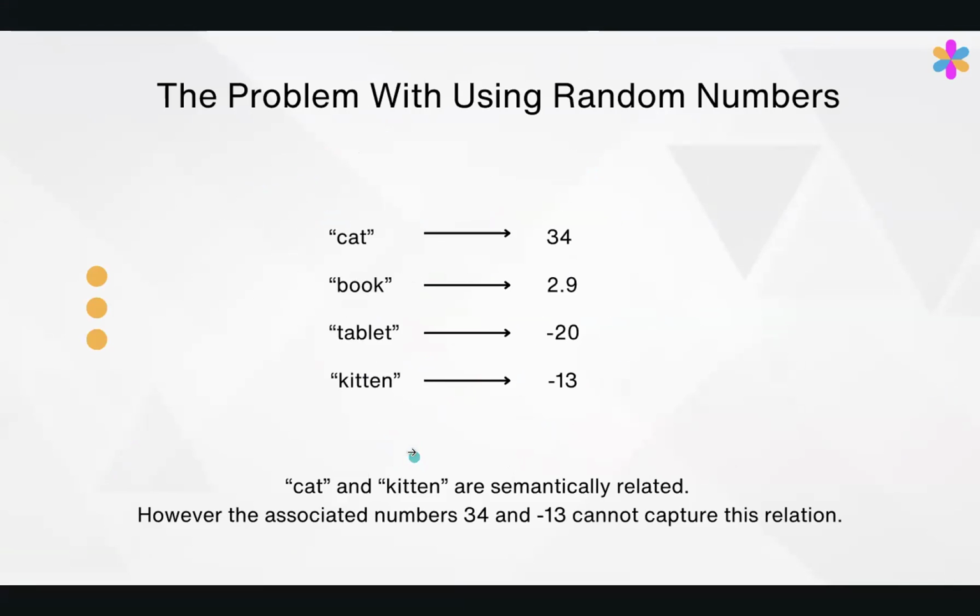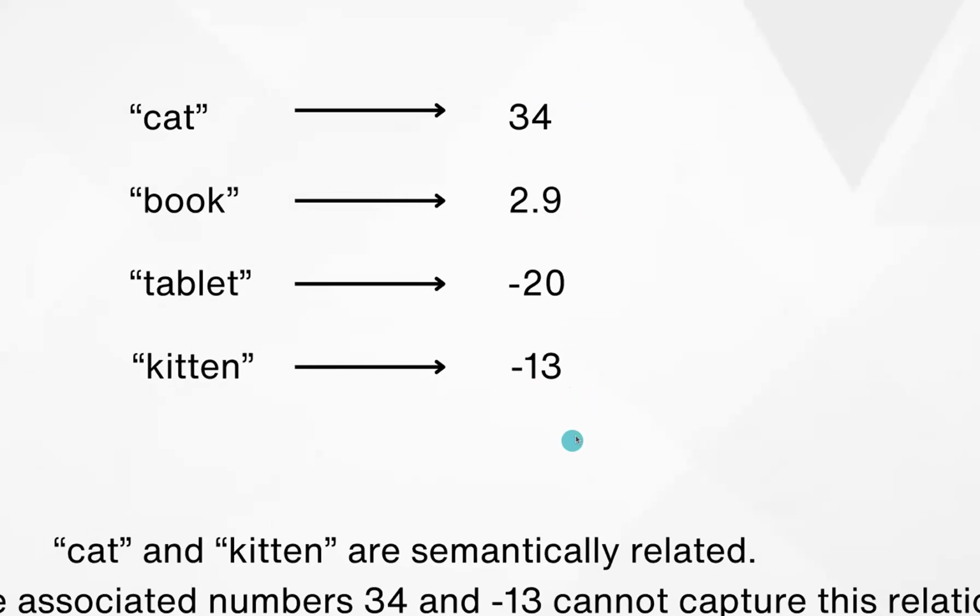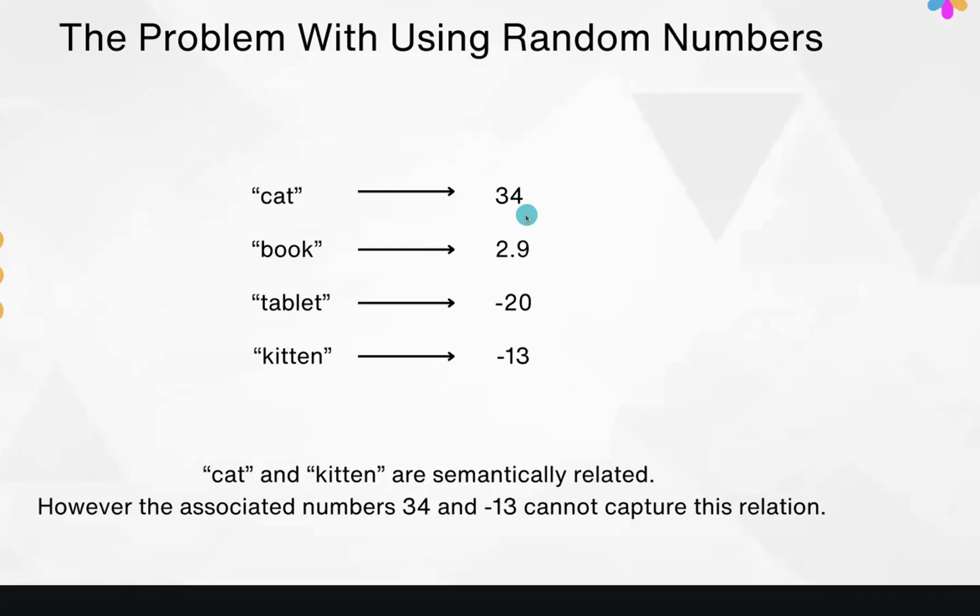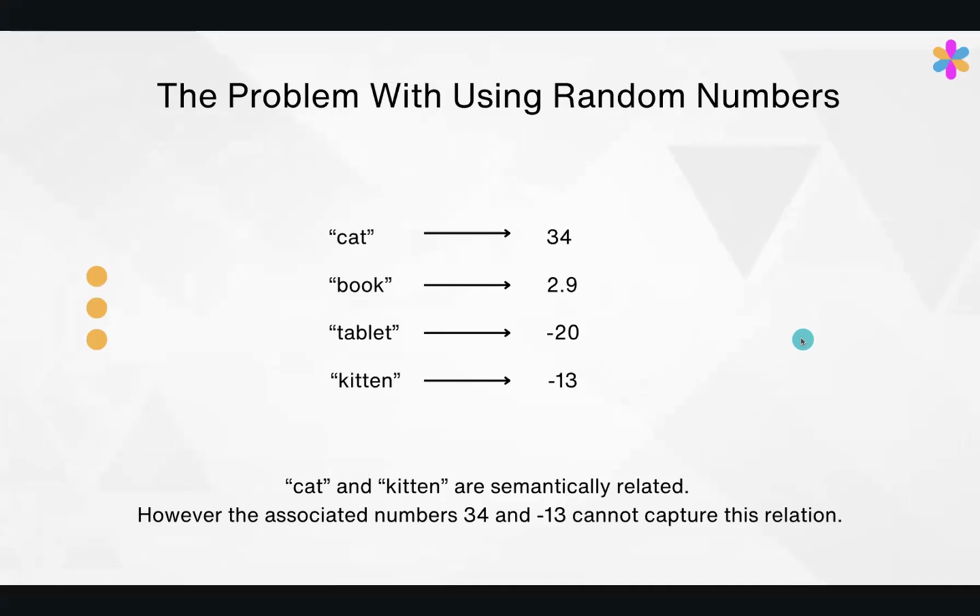But the main issue with this is that if you look at cat and kitten, the meanings of these words are similar, right? Cat and kitten should ideally be related to each other. But if you use random numbers, these numbers don't capture anything about that relationship. So cat is 34 and kitten is -13. It says nothing about the fact that the words are semantically related to each other. So we cannot use random numbers.